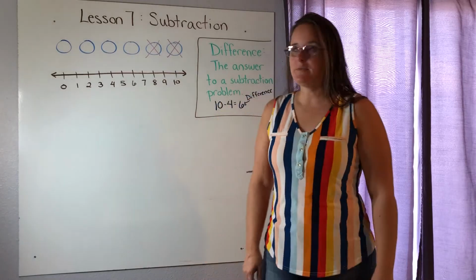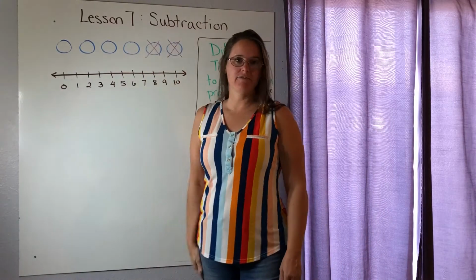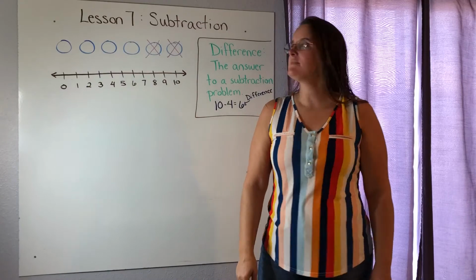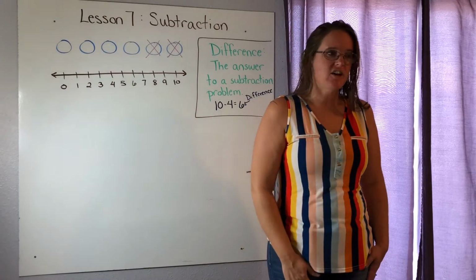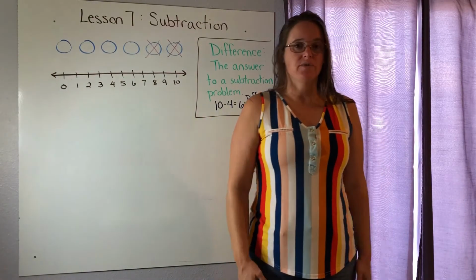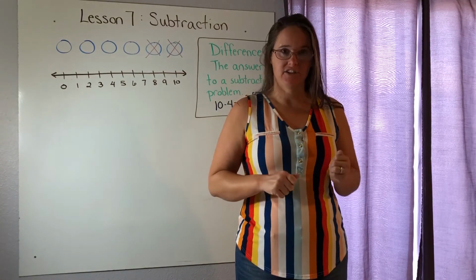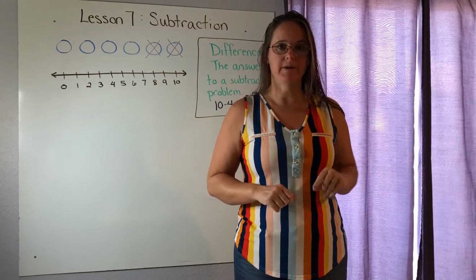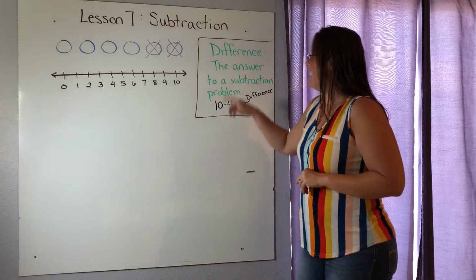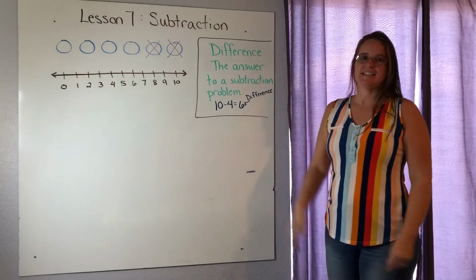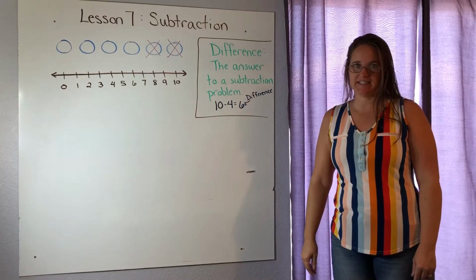Good morning, class. Today we are working on lesson 7 from book 3 of our Saxon Math. Today's lesson is on subtraction. So the first thing I need you to do this morning is get out your math dictionary. We're going to fill in one more box on our dictionary. And the word that we have today is called difference.